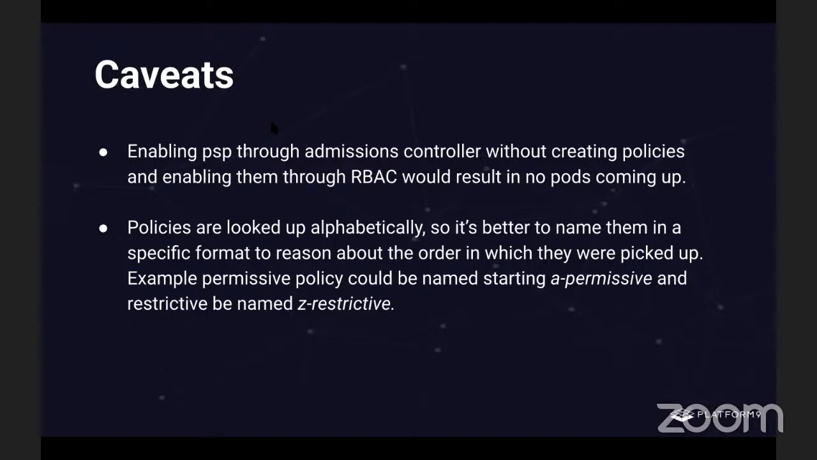So you can start naming the most permissive one with an A, like A-dash-permissive-policy, and the restrictive one could be named Z-dash-restrictive, so that by looking at the annotations, you implicitly know in what order the policies were picked up in case multiple policies are assigned to a service account. So this can help you a bit.